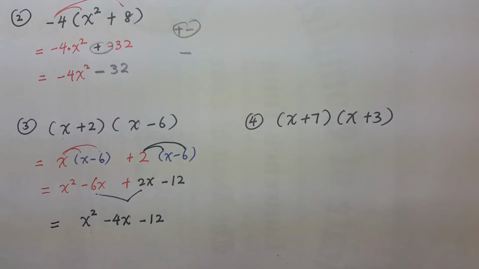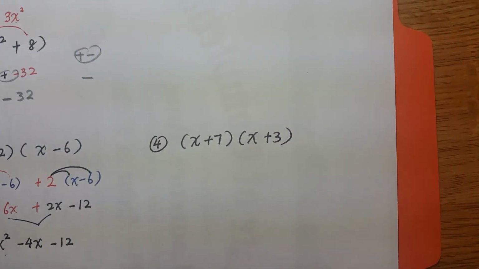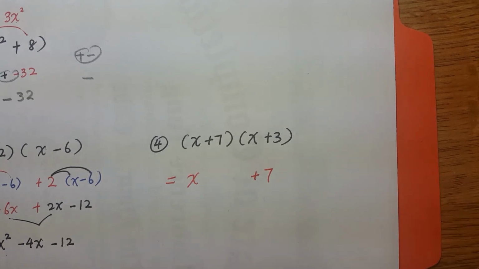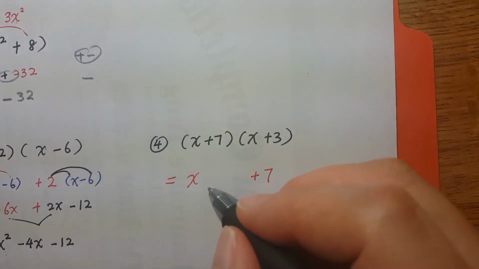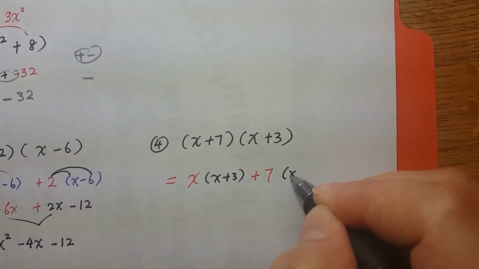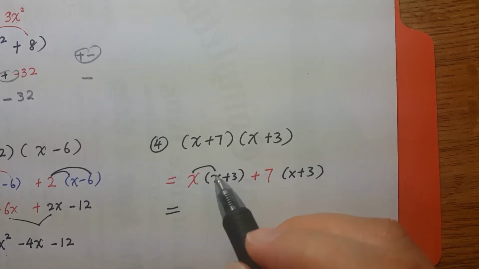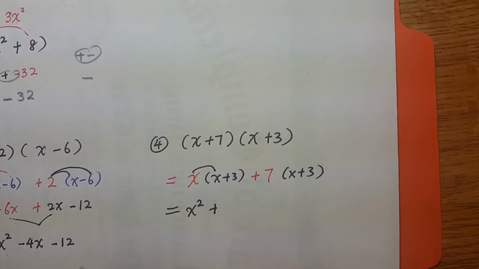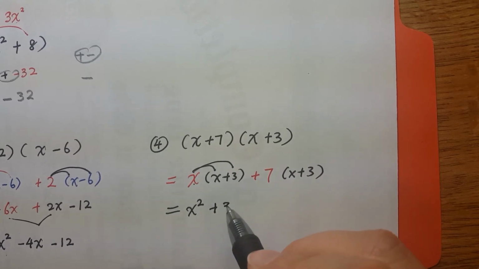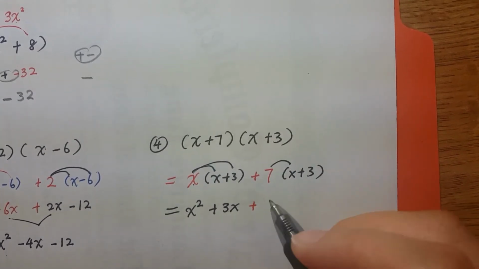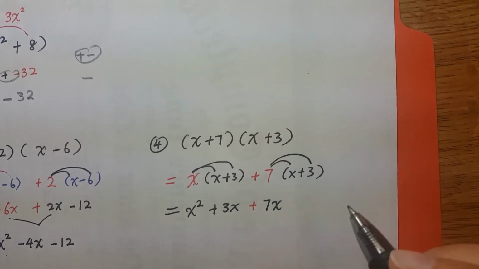Now we go to question number 4. Number 4, we have x plus 7 times x plus 3. So we're going to break the first one into x plus 7 separately, and then each multiplies x plus 3. Now we are going to use the split property. So x times x is x squared, and in the middle is a plus sign. So x times 3 is 3x. And we have a plus sign over here, so it stays as plus. Now you're going to have 7 times each. 7 times x, 7x. 7 times 3, 21.